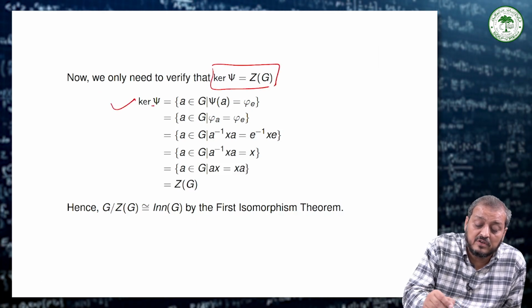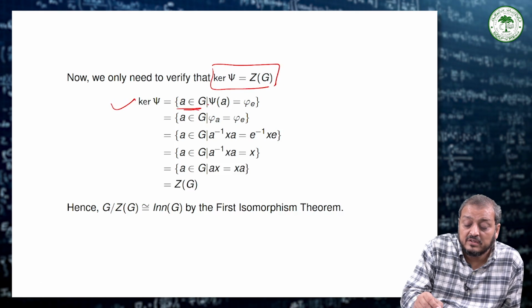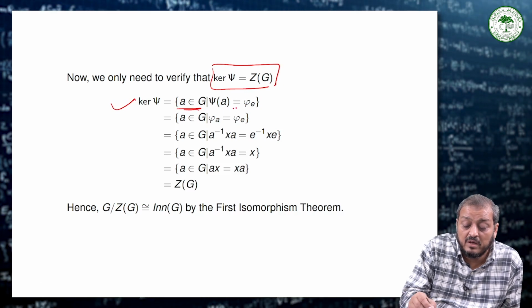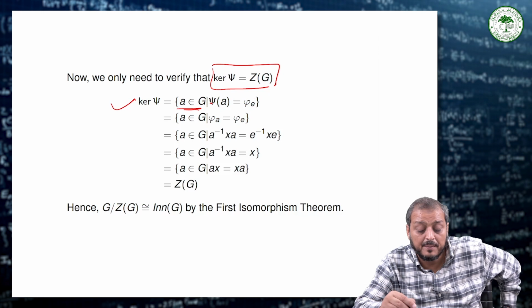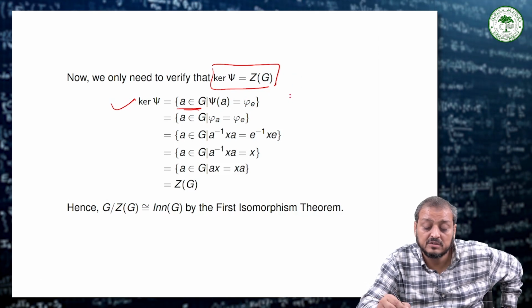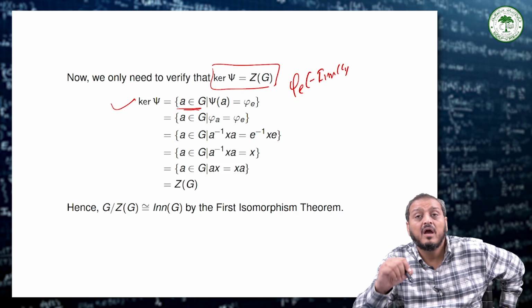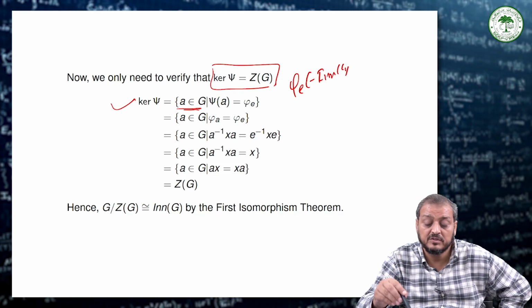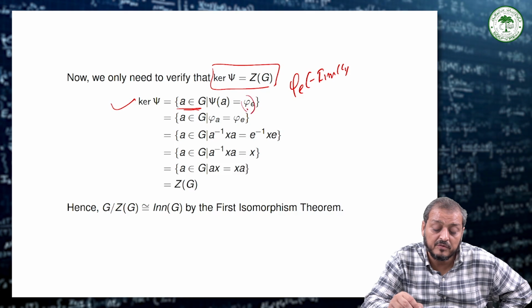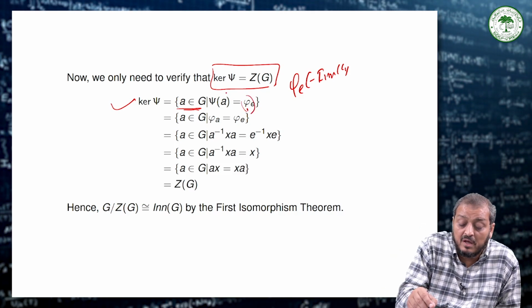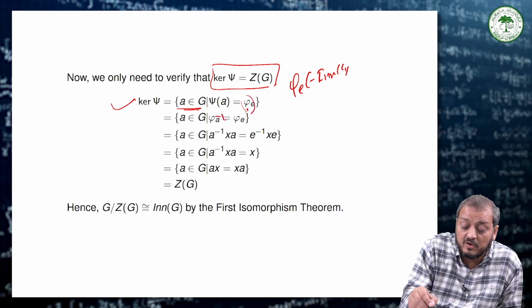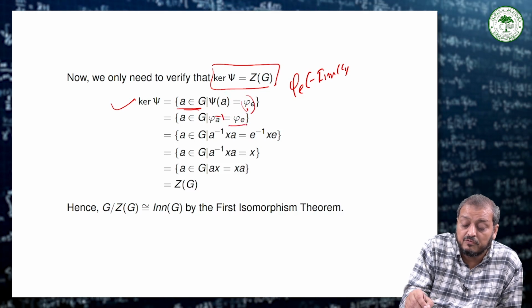So the kernel of psi is equal to the set of A in Z, then psi of A is equal to the identity of this map phi, and phi of E is the identity element of the inner automorphism group of G. So this means this is the identity element of this. Then phi of A inverse is equal to phi of E.